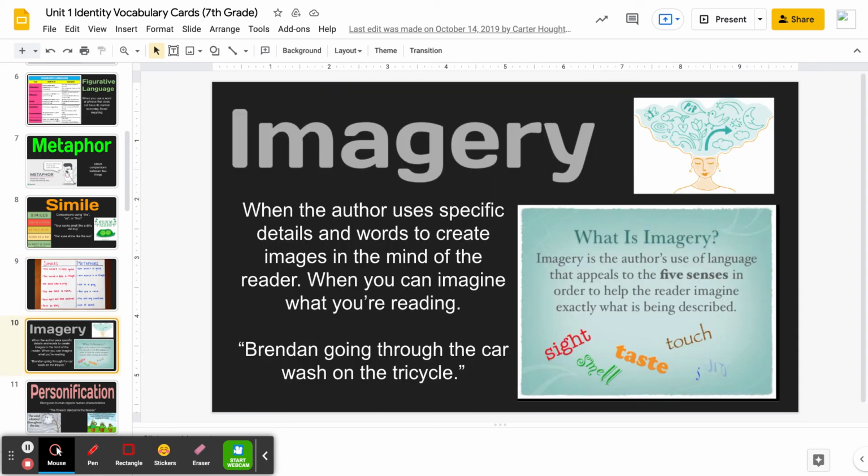Imagery is our next word. Imagery is the author's use of language that appeals to the five senses, and it's also what you imagine in your brain when you're reading. This comes up all the time in reading. We imagine what's happening in the book as we're reading it. Anything you can see in your head in a book, in a poem, in a song, that is imagery.